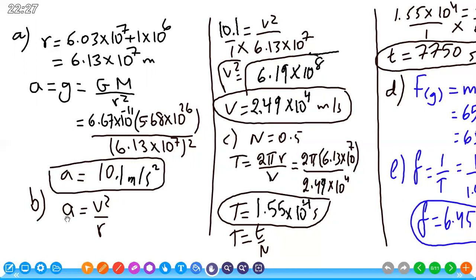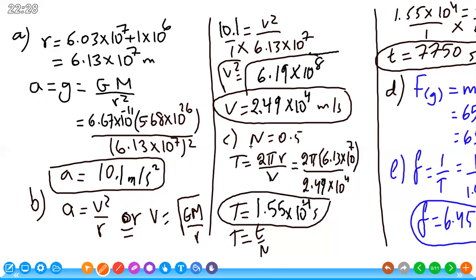Then to find the speed, I will use A equal V squared over R, or I can say V equal radical GM over R. Remember this equation, okay? In both cases, I will get the same answer. So I will use this one. So A is 10.1, V squared over the distance, cross multiply. I will get 6.19 times 10 to the 8, but this is V squared, so square root. I will get V to be 2.49 times 10 to the 4 meter per second.